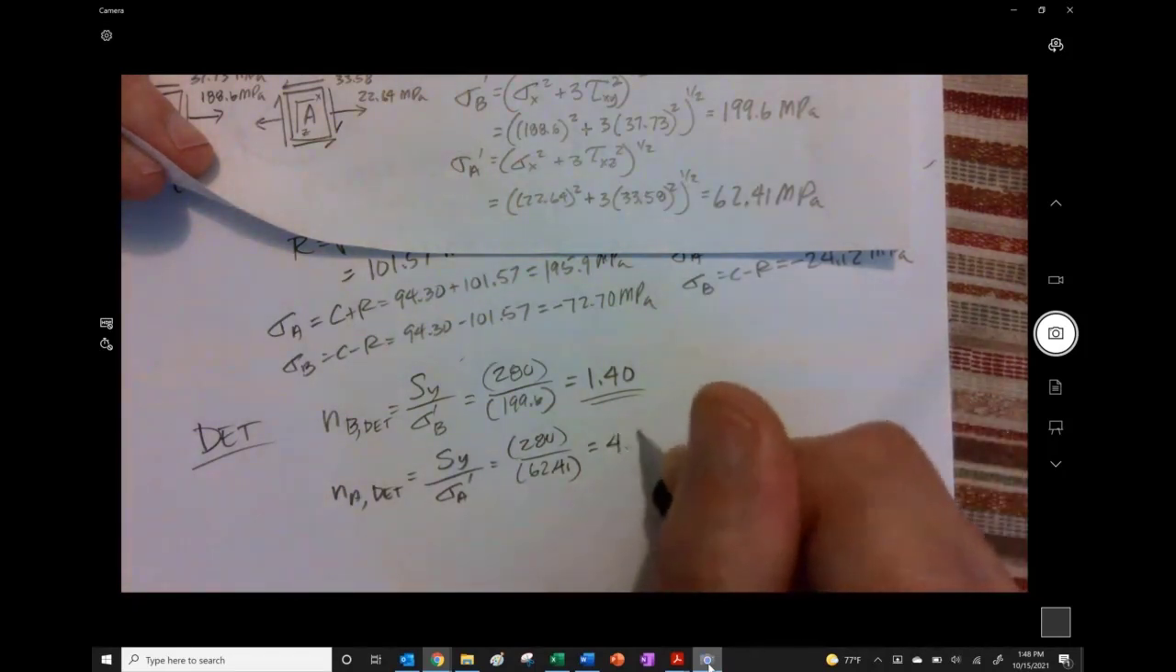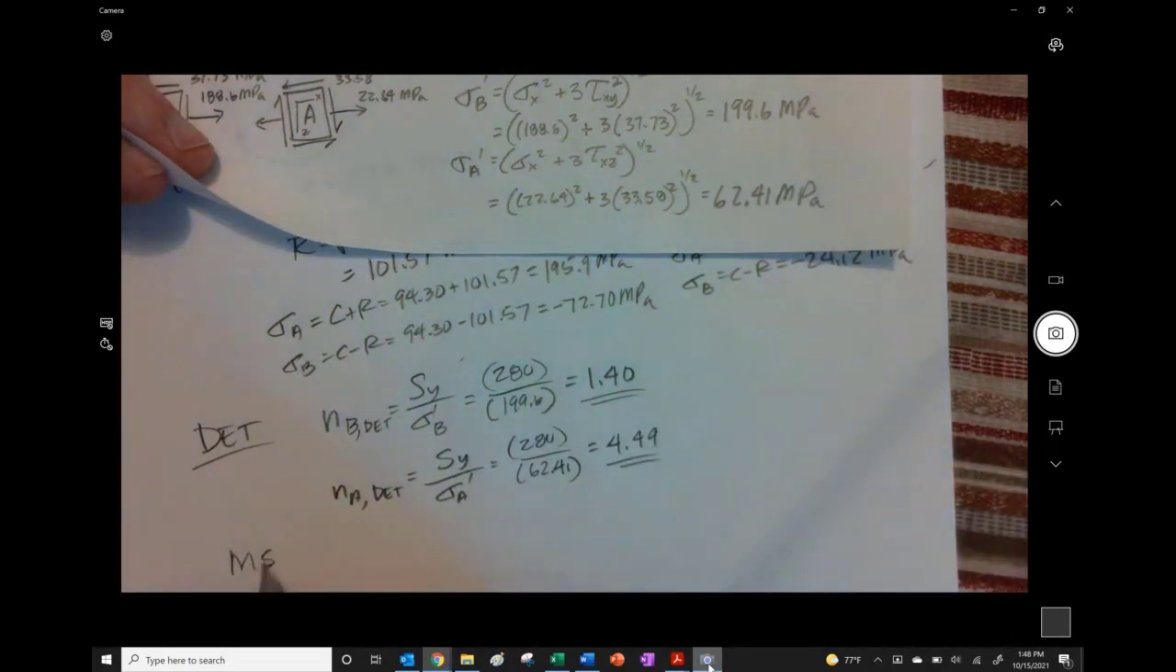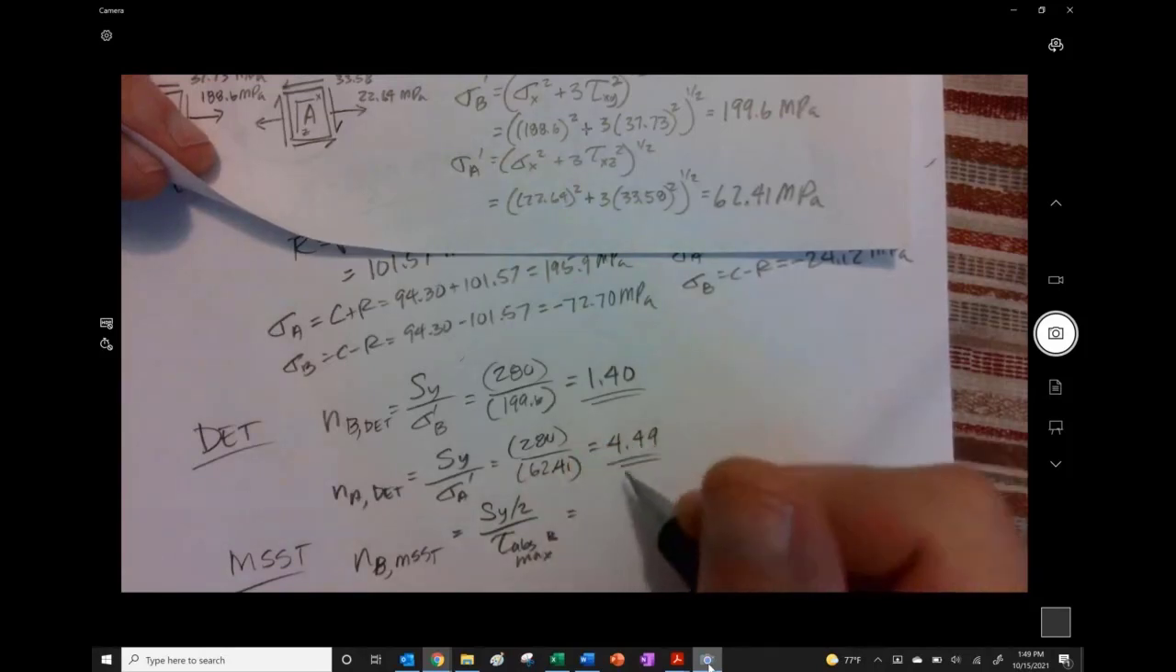And I get 4.49, call it. For maximum shear stress theory, we know that's the yield strength divided by 2, and that turns that into shear yield strength for us. And then we go abs max. And this is, of course, for B.